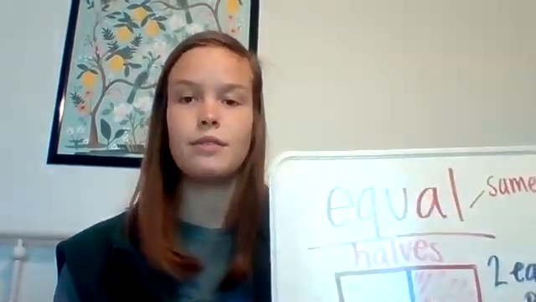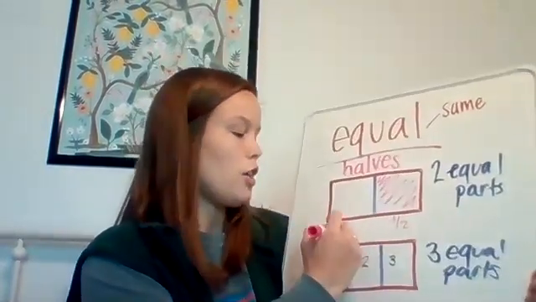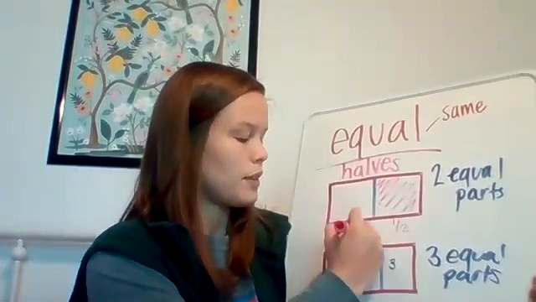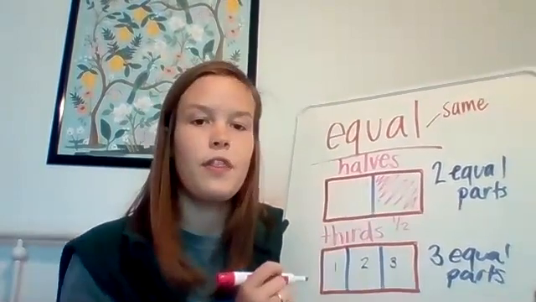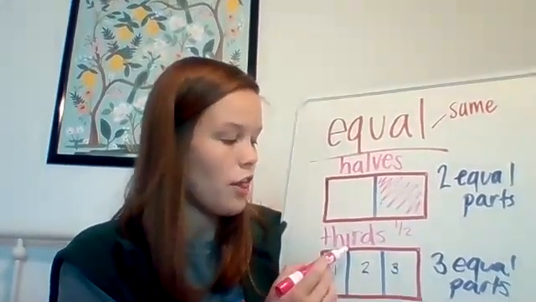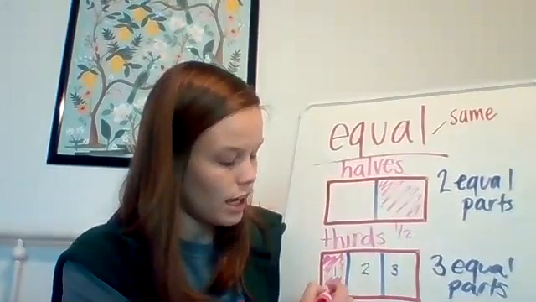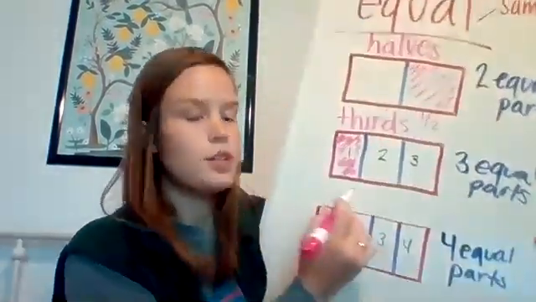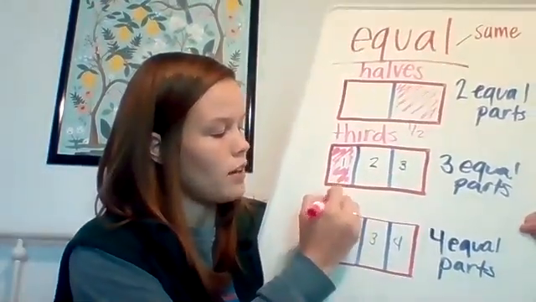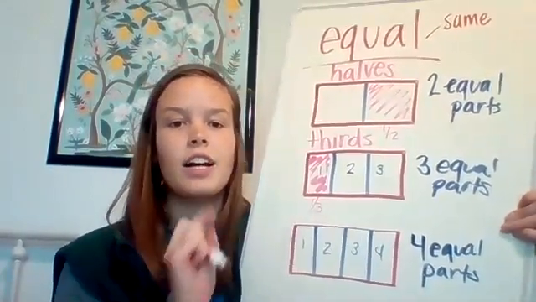So those are halves. Now, when you break something into 3 equal parts, it is called thirds. Thirds. Yep, it starts with a TH. Thirds. So if I was to shade just this area over here, I would be shading what's called 1/3 of it. So say third. Good.